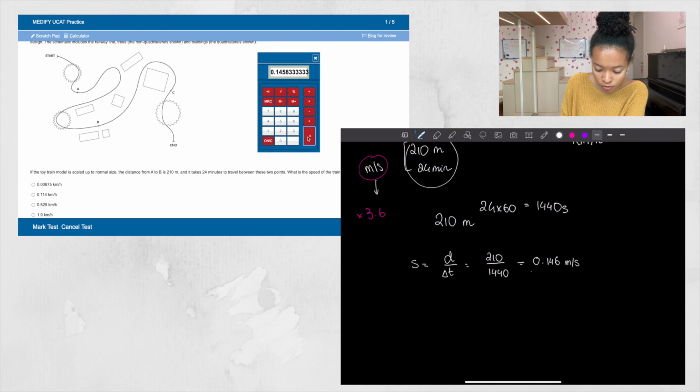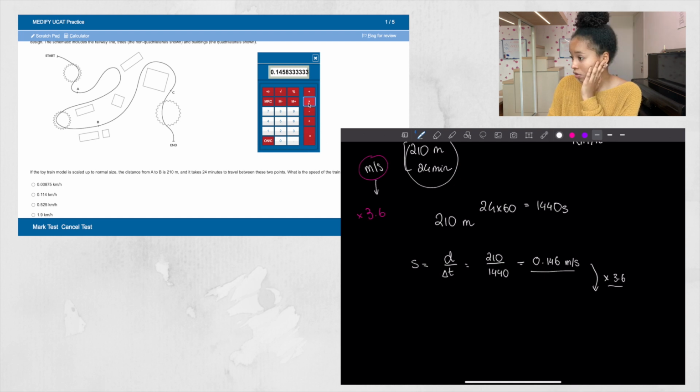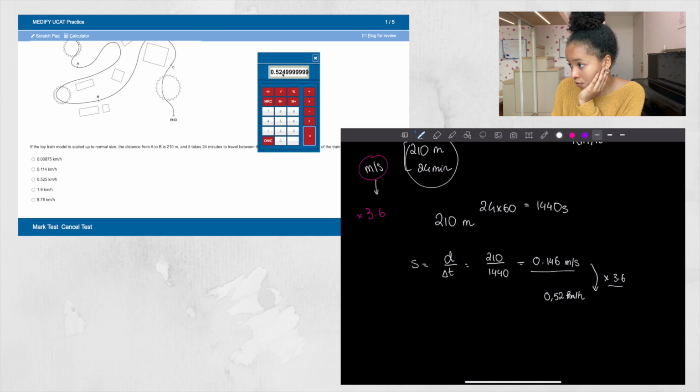Okay? So that's in meters per second. And now to figure it out in kilometers per hour, we just have to multiply by 3.6. So let's do that, times 3.6. And that gives me 0.525 kilometer per hour. And that is this answer right here.